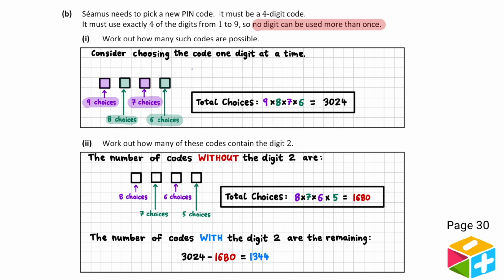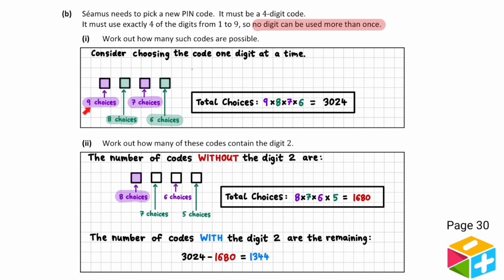In part 2, we must work out how many of these codes contain the digit 2. A nice way to approach this is to try and find the number of codes without the digit 2. This can be done in the exact same way we worked out part 1. We'll lay out 4 boxes for our code and think about the number of valid choices for each box. Since we don't want to allow the digit 2, we're going to have 8 choices of digit for the first box: 1, 3, 4, 5, 6, 7, 8 and 9.